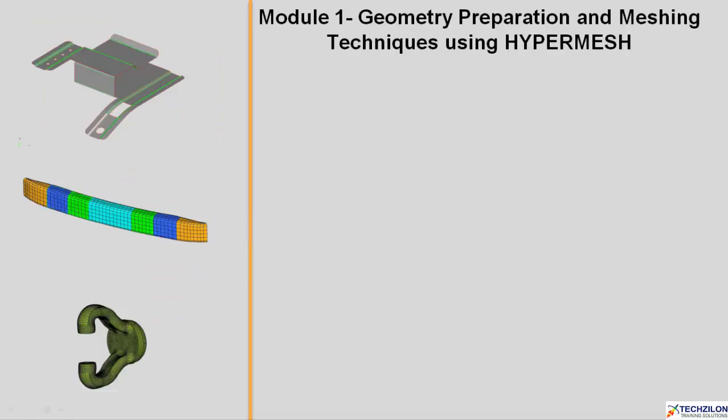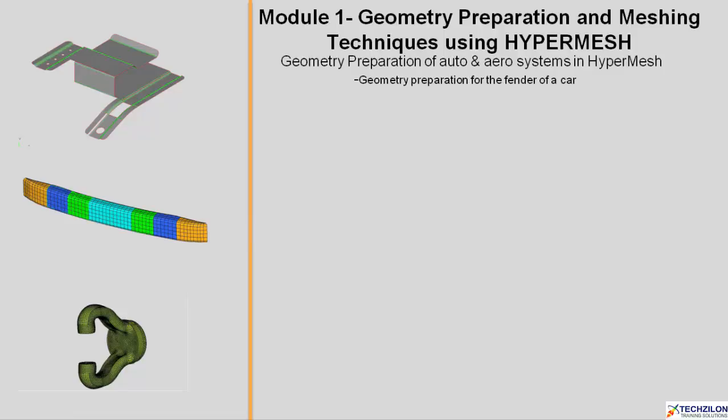Module 1 will consist of geometry preparation and meshing techniques using HYPERMESH. This will include geometry preparation of auto and aero systems using HYPERMESH, under which we learn about the geometry preparation for the fender of a car, geometry cleanup for the center pillar of a car, and the geometry preparation for the wing panel of an aircraft.